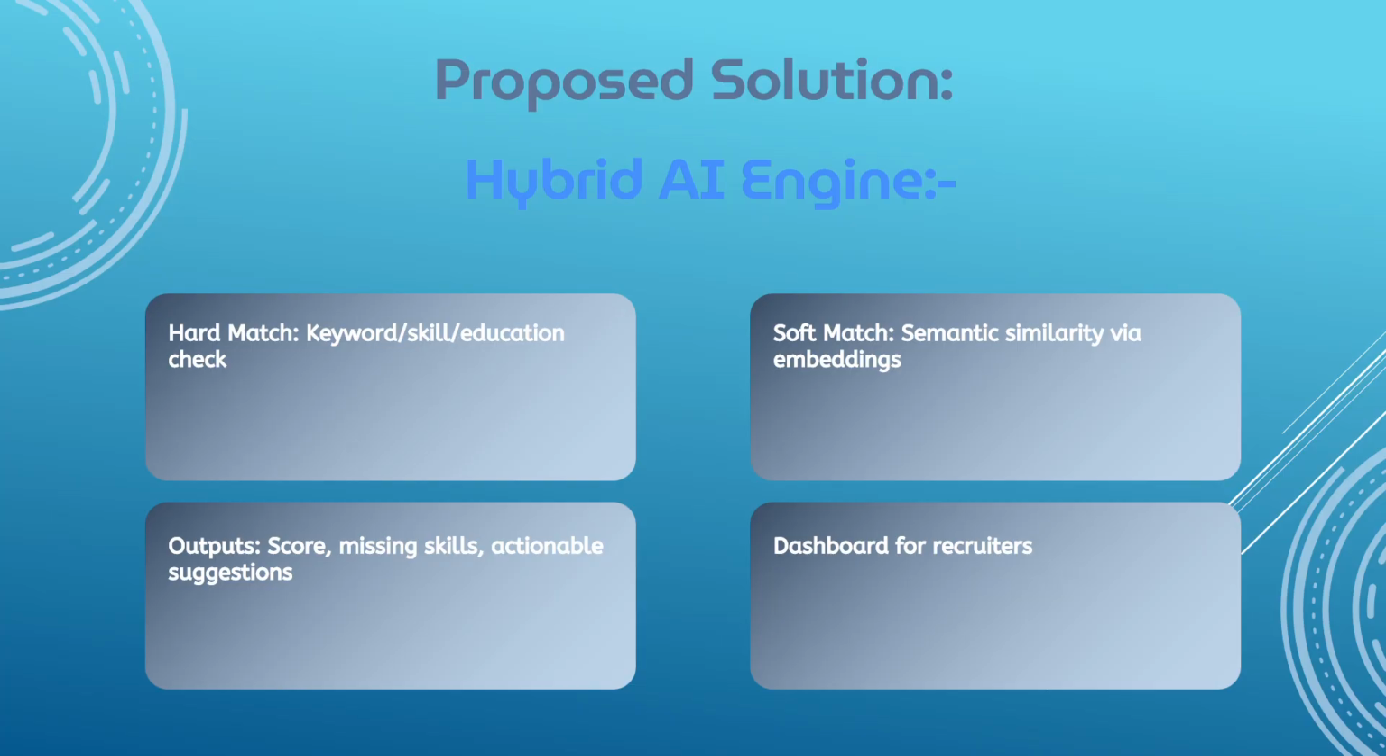In soft match, we read the entire resume and analyze it based on semantic analysis, and we evaluate other skills like communication skills, presentation skills, and so on, so that applicants have at least a few other chances to get qualified in the first round of the software. The output could be a score for each resume, missing skills, and actionable suggestions as I mentioned before, as well as a dashboard for the recruiters. Now, moving further, I'll show you everything step by step.